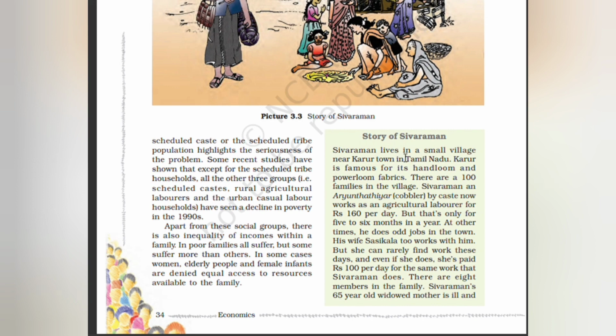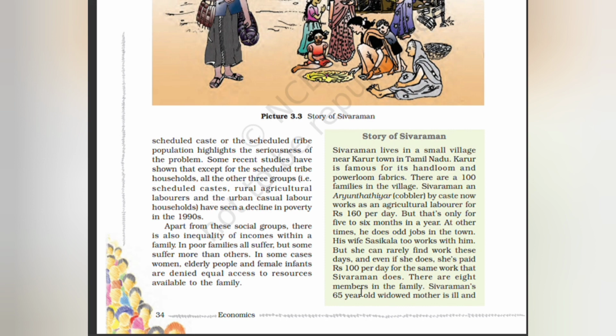Story of Shivaraman. Shivaraman lives in a small village near Karur town in Tamil Nadu. Karur is famous for its handloom and powerloom fabrics. There are 100 families in the village. Shivaraman, an Arunthathiyar cobbler by caste, now works as an agricultural laborer for rupees 160 per day. But that's only for 5 to 6 months in a year. At other times, he does odd jobs in the town. His wife, Shashigala, too works with him, but she can rarely find work these days. And even if she does, she's paid rupees 100 per day for the same work that Shivaraman does.